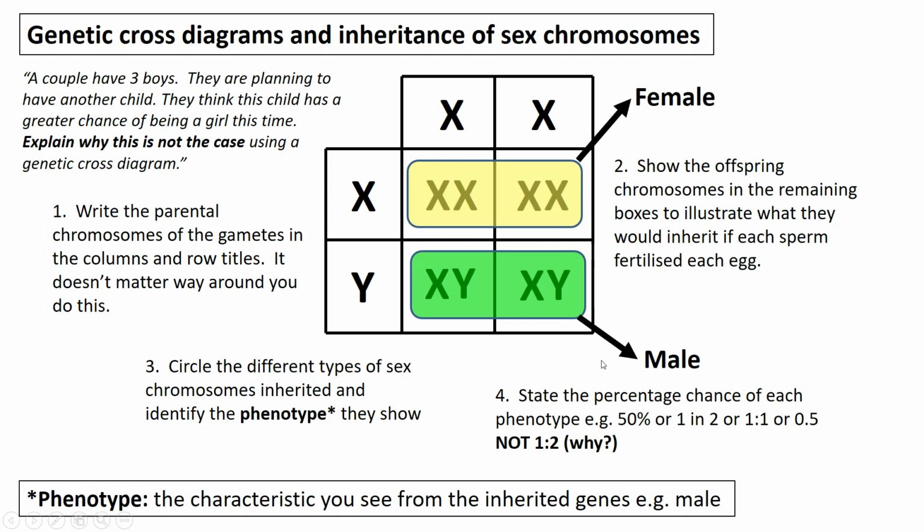So the percentage chance of each phenotype in this example is a 50% chance, okay? Or a 1 in 2 chance, or you can represent the 50% chance as 1-to-1 ratio or 0.5. You can't say 1-to-2 ratio because that isn't right. It's a 1-to-1 ratio. So there's a 50-50 chance that the offspring will be a boy and a 50-50 chance it will be a girl each time you have a child. So that's why it's not more likely to be a girl the 4th time you have a child if you've had 3 boys.